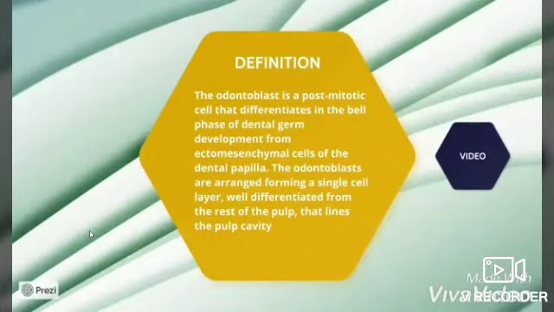Definition. The odontoblast is a post-mitotic cell that differentiates in the bell phase of dental development from the ectomesenchymal cell of the dental papilla. The odontoblasts are arranged forming a single cell layer, different from the rest of the pulp, that lines the pulp cavity.